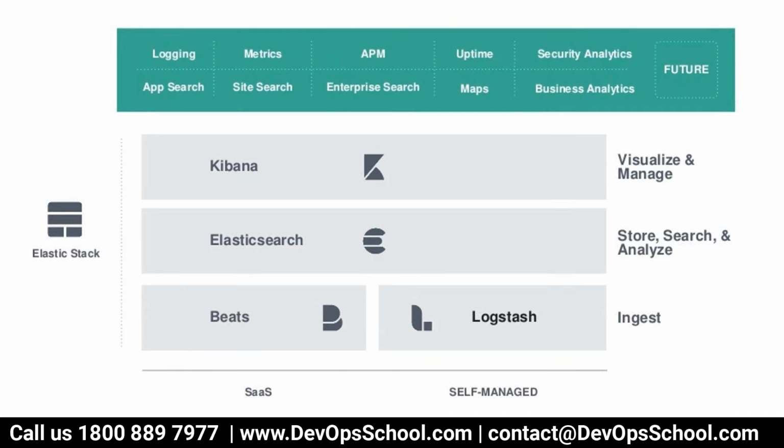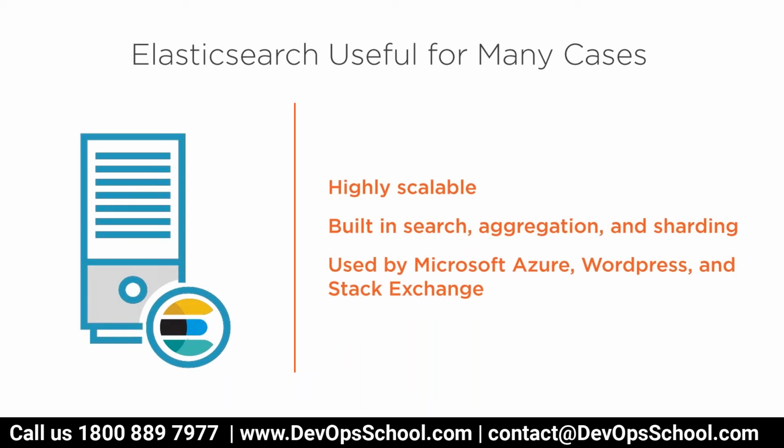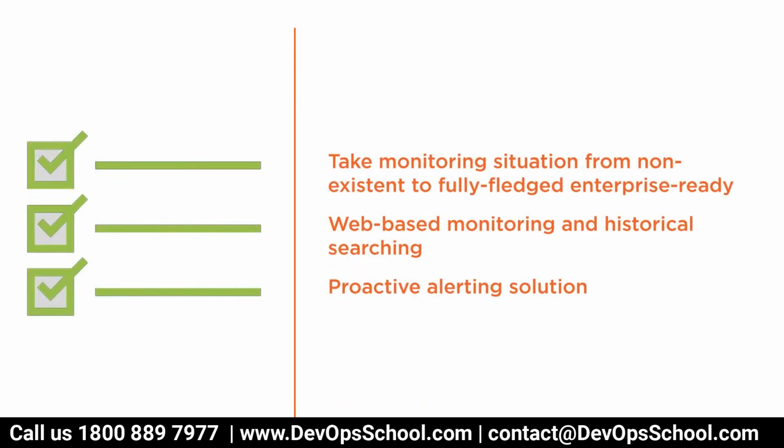And on top of Kibana, what are the things you can do? You can do logging, you can do metrics, you can do APM, uptime, security, analytics, app search, site search, enterprise search, maps, and many other things. So the use cases of Elasticsearch are many actually. There's not just one. But today we'll take it in terms of infrastructure, log analysis, and stuff like that. It has built-in searches, aggregation, sharding is available, and it is used by Microsoft Azure, WordPress, and Stack Exchange, and many others.